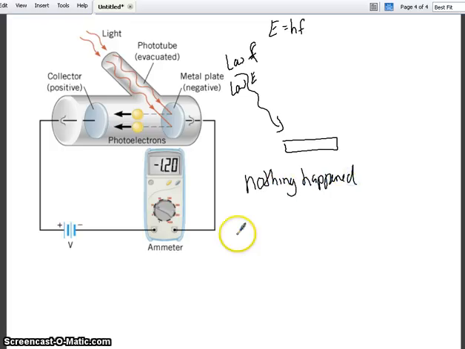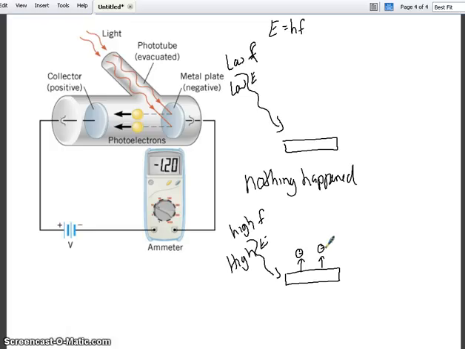When we started increasing the frequency, so now we have a high frequency light, that means high energy, shine on a piece of metal. Electrons were ejected from the surface. So electrons started leaving the surface of the metal. How this brought about the concept of photons is very simple.